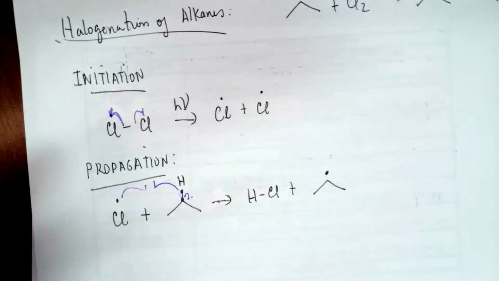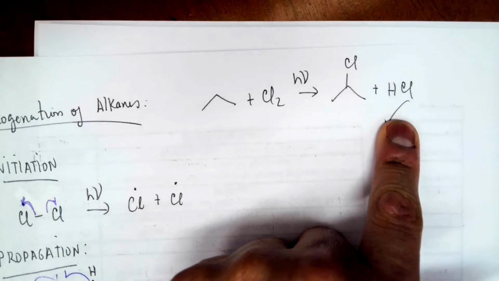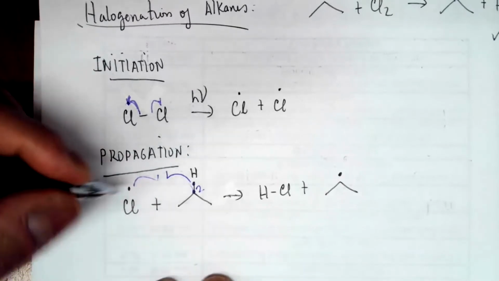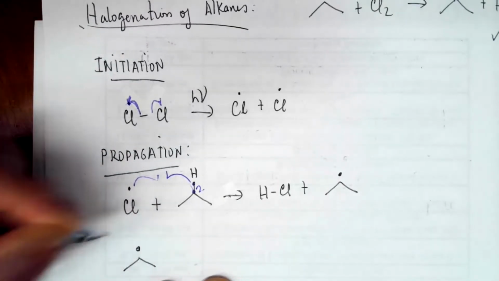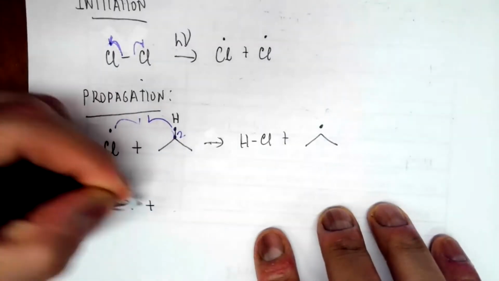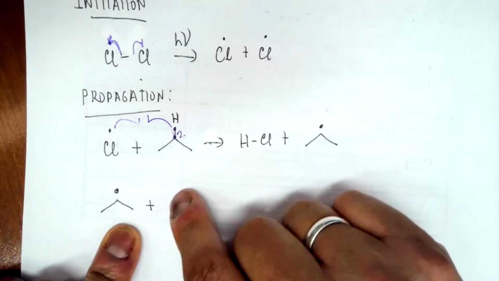Now, did I create my product? Yes, I created one of my products. HCl, I created, done. That one is done. Now I have to make this one. How can I make that one? Okay, so propagation, you have that one that you produce, and then you will make it react. Now you will say, oh, professor, can I make it react with the other Cl radical that you created?